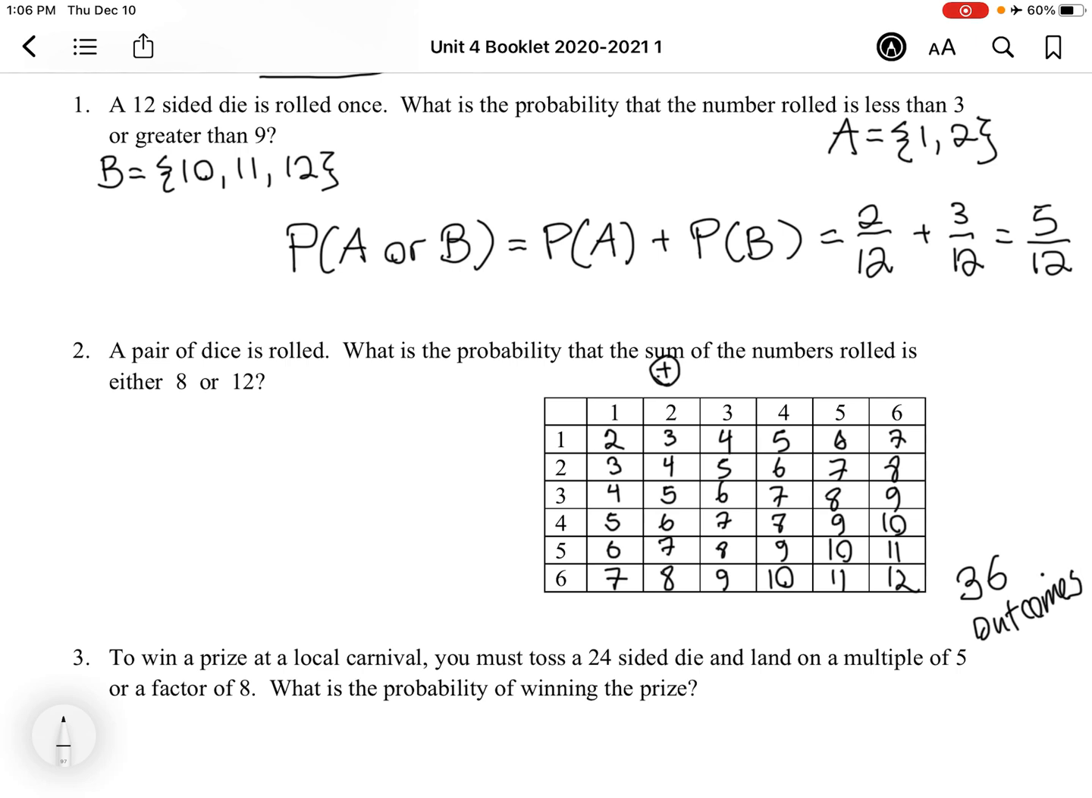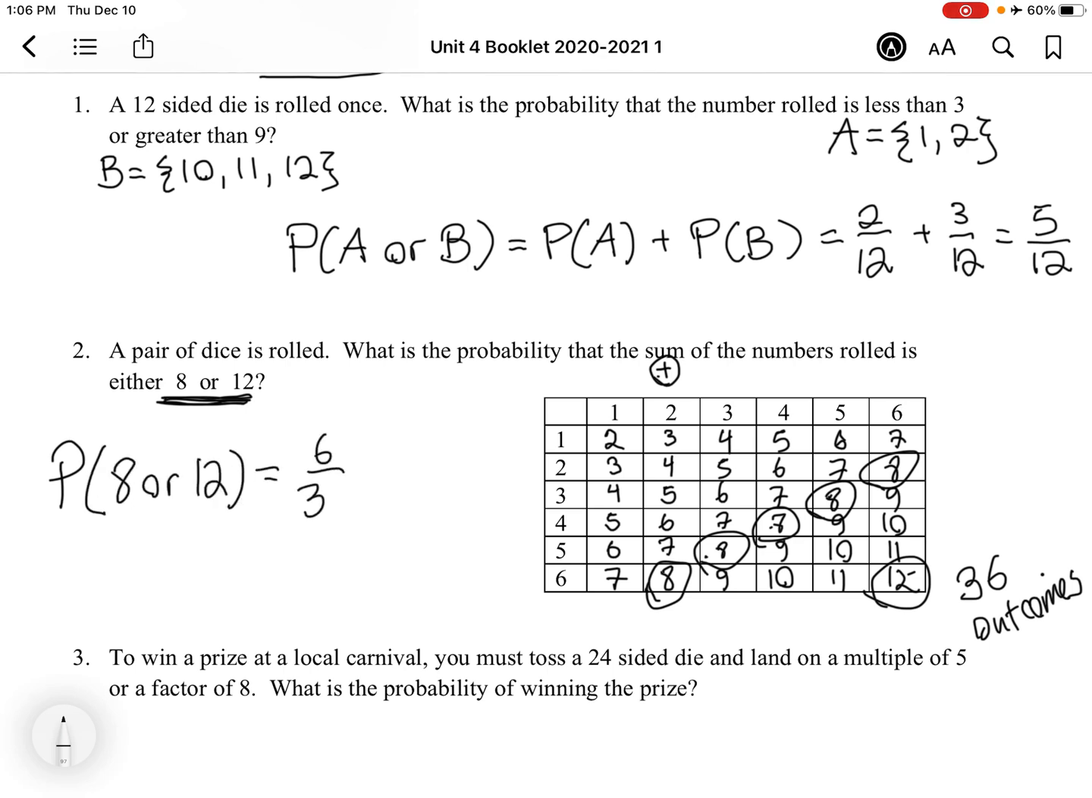Okay, if you circle how many of them are 8 or 12, I'm going to circle them. Well, here are all my 8s, and here's my 12. So let's see, we've got 1, 2, 3, 4, 5, 6. 6 of them are either an 8 or a 12. So the probability of getting an 8 or 12 is 6 over 36, and that reduces to 1/6.